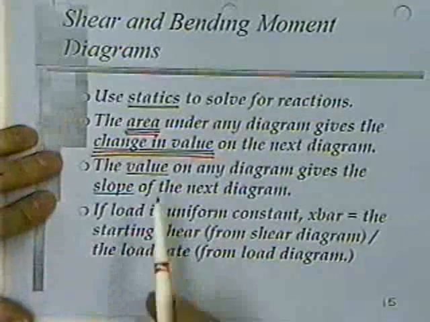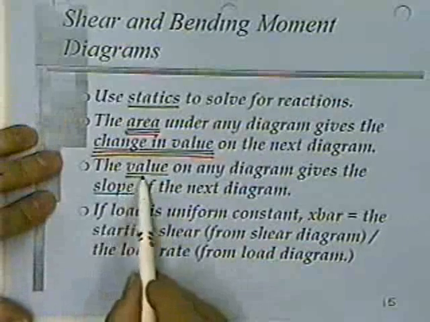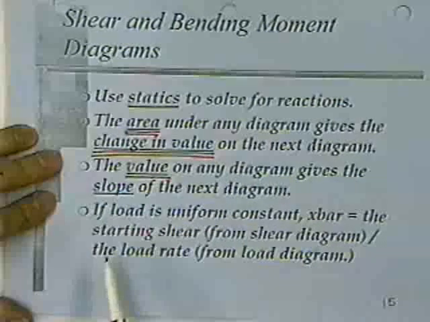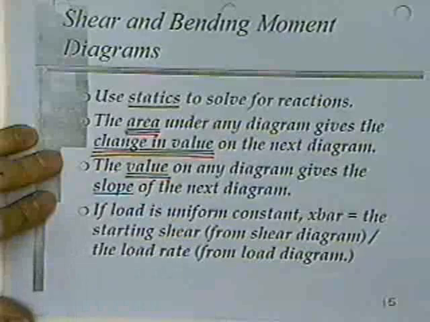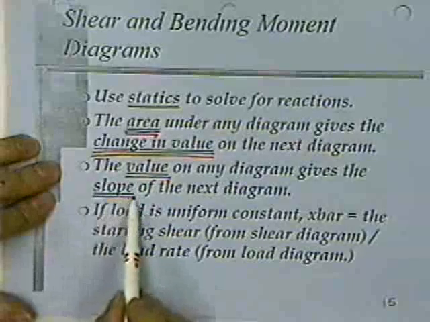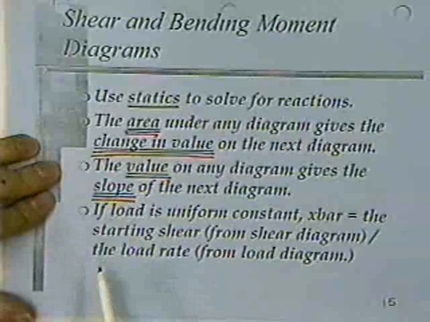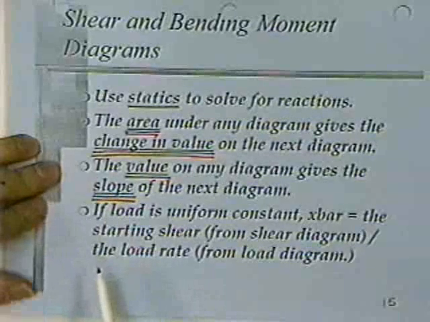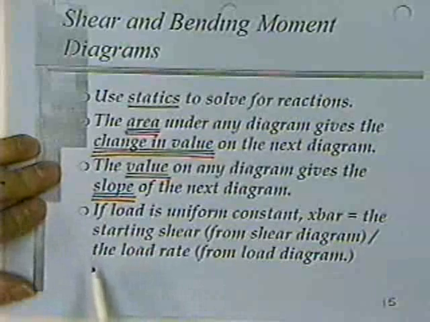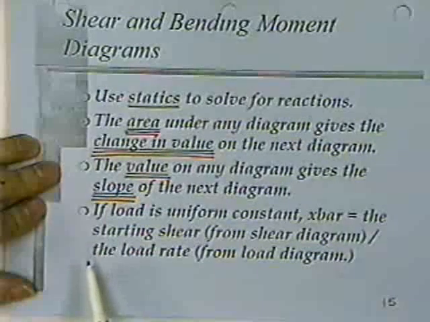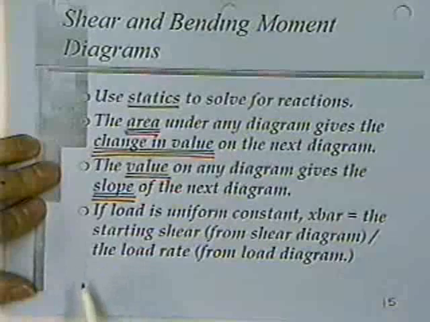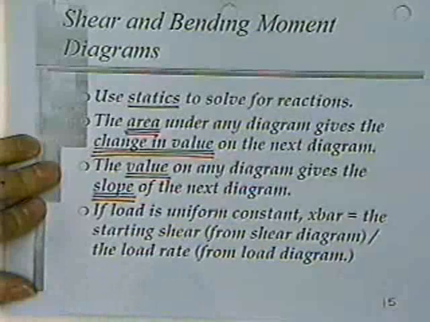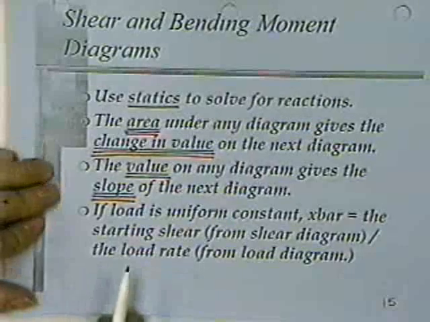Now the next rule is that the magnitude or the value or how high any diagram is, it'll tell you how much slope there is on the next diagram. So if I told you, look at this diagram, how high is it right here? And you say it's 8 high, then I tell you the next diagram right underneath that point has a slope of 8. And those properties are very handy.